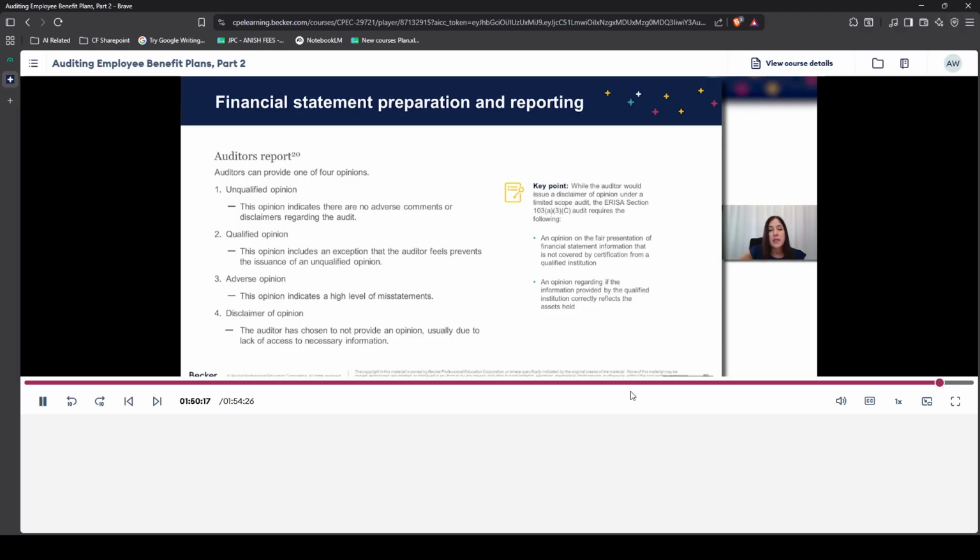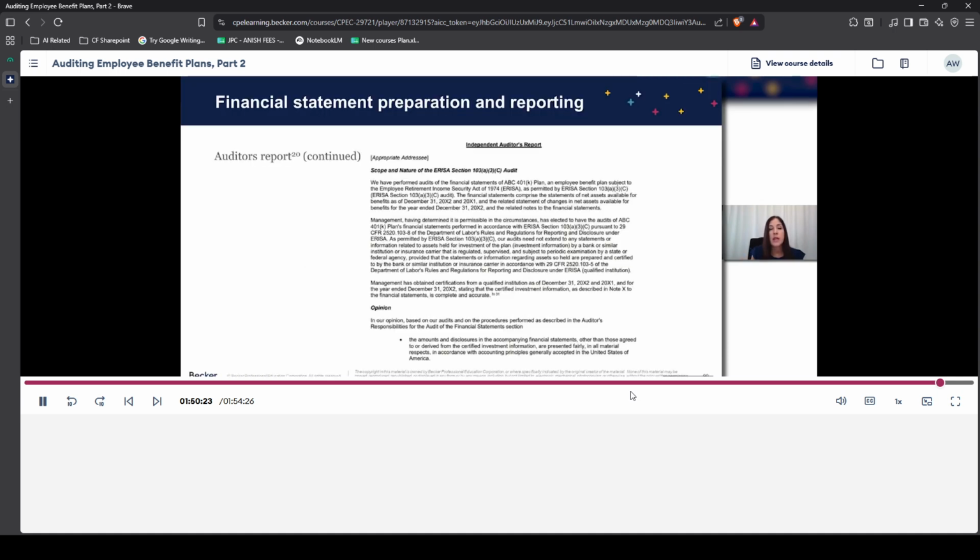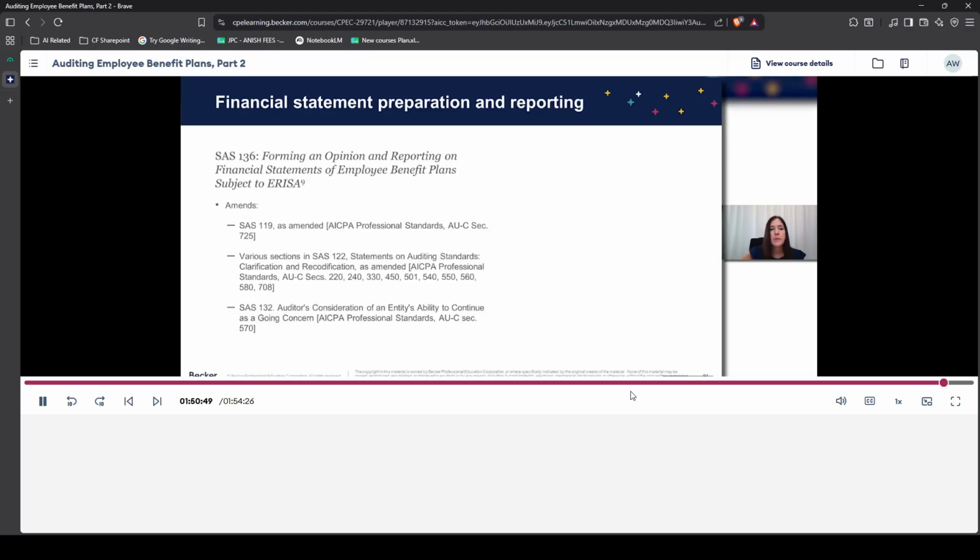SAS 136 does as well, and the AICPA has also issued some frequently asked questions that has guidance on the audit report as well. This is just a very, very short snippet of the beginning of the auditor's report for the 103(a)(3)(C) audit. Again, it starts out with scope and nature, and then it's got part of the opinion, just to emphasize that your unmodified opinion for the 103(a)(3)(C) does have a two-pronged opinion.